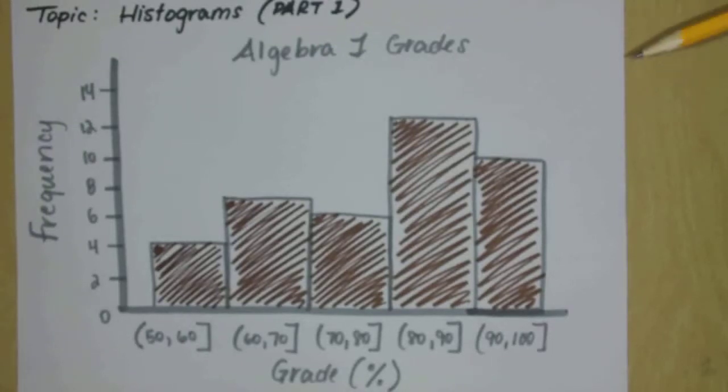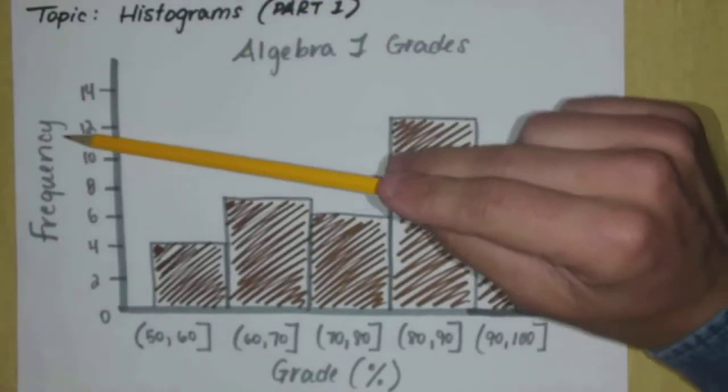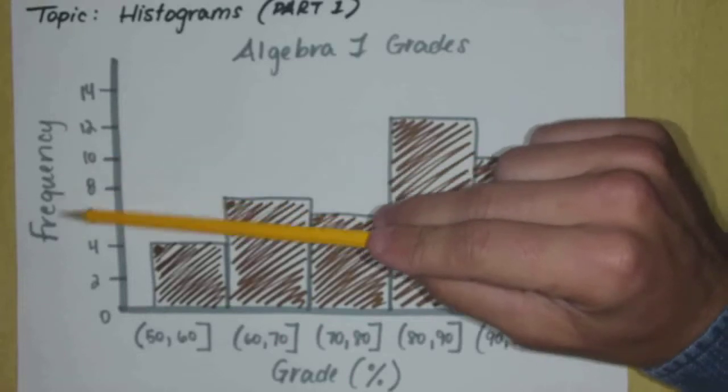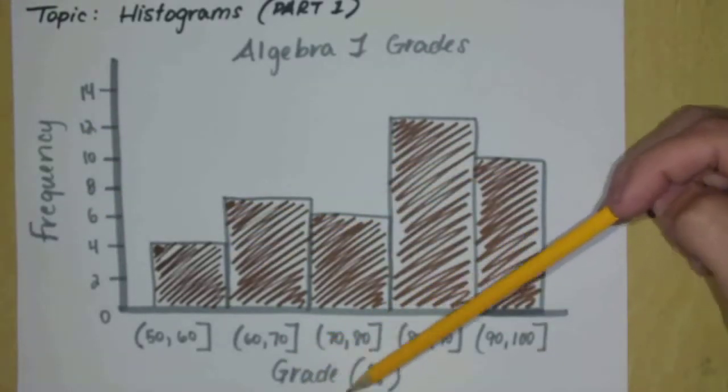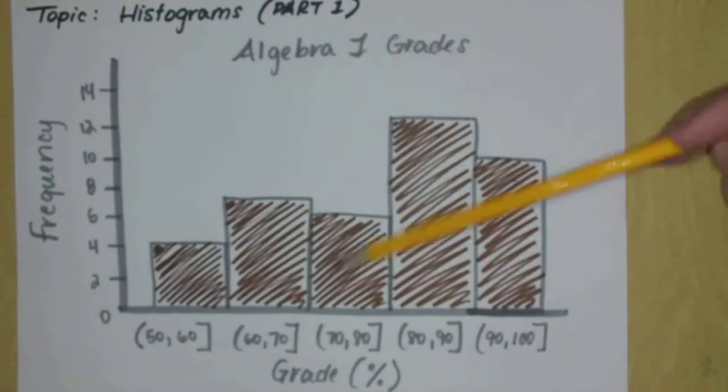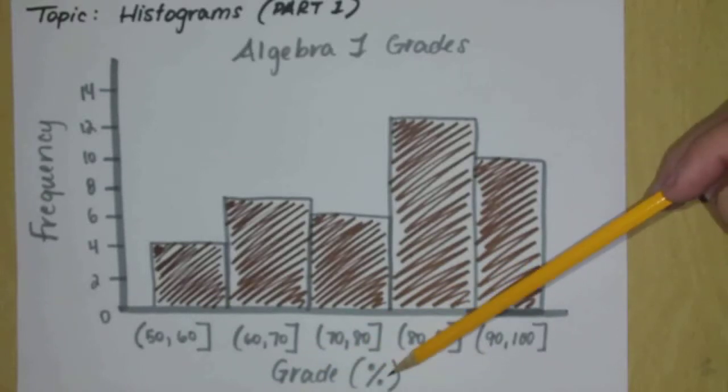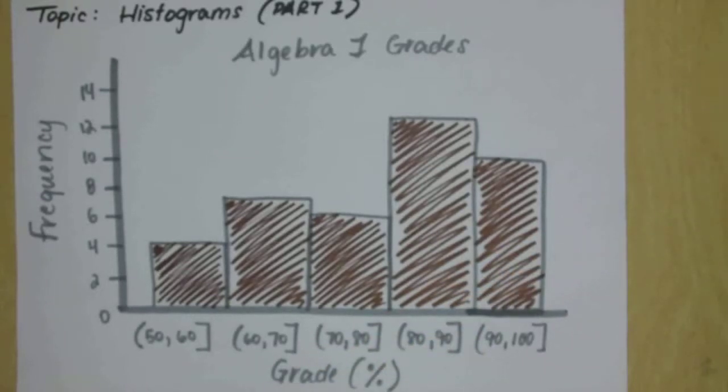Welcome to the first part of videos on histograms. As you can see here, we have a histogram on Algebra 1 grades, titled just like many other charts at the top. There's two axes. You can see frequency down the left side here, and then it looks like we have our grades, those Algebra 1 grades in percents, down at the bottom here.